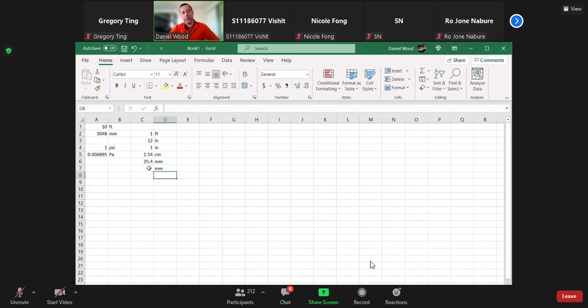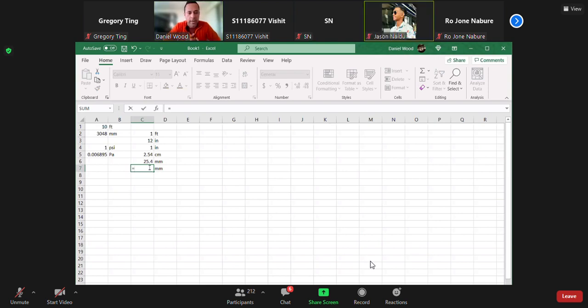If we wanted to, I could convert feet into millimeters. To activate the function in Excel, I click on equals. Can you all see that? Yes, sir. Okay, great. Equals starts an equation in Excel, and then I activate it by clicking on cells.